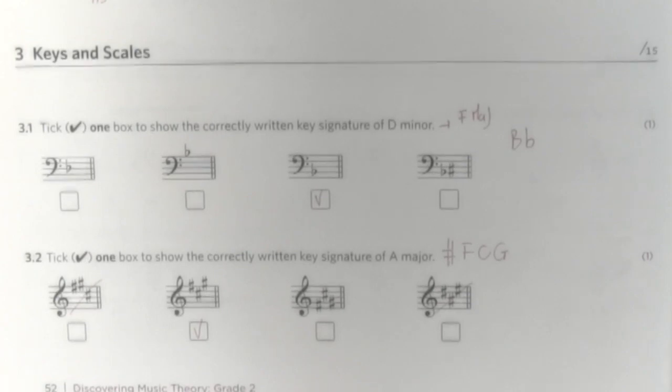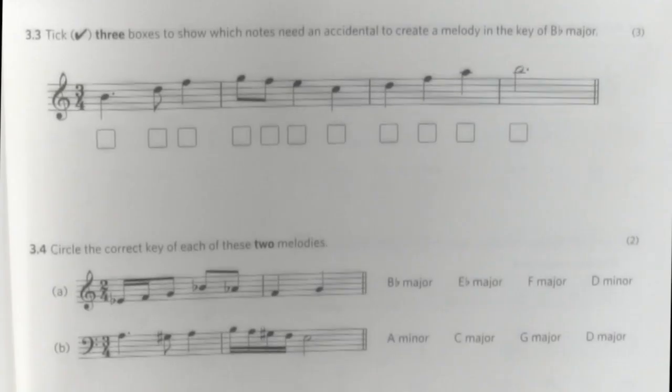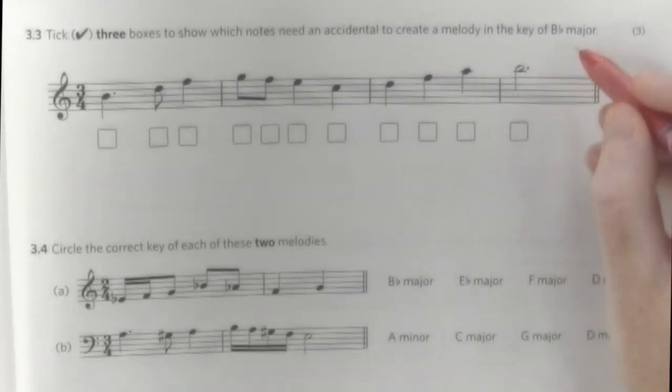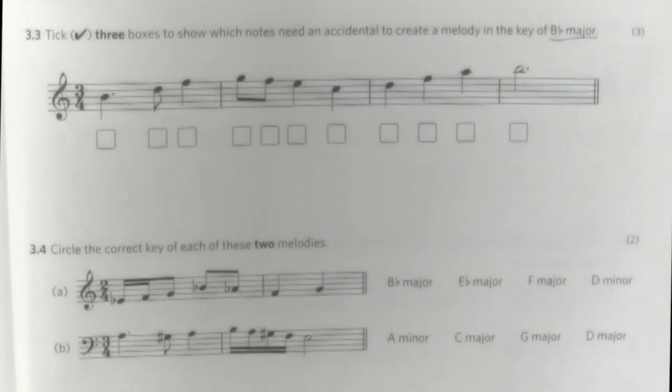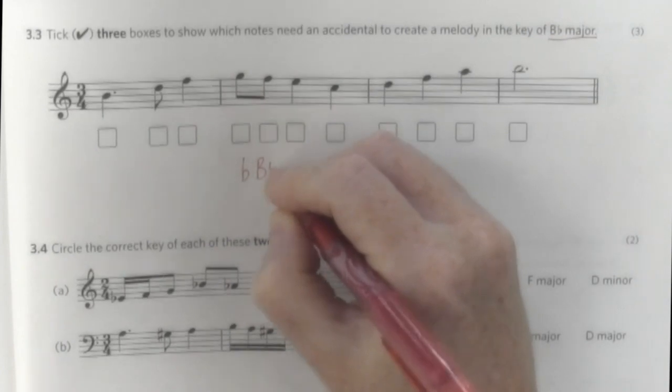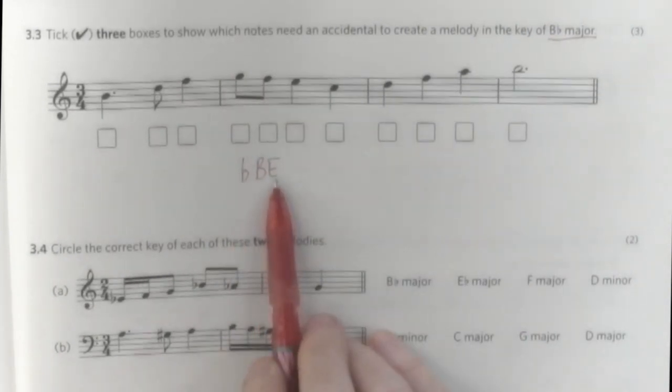Let's move on to the next page. In this question, we are asked to tick 3 boxes to show where we need an accidental to create a melody in B flat major. Okay, B flat major has 2 flats, and the flats are Si and Mi, big elephants.